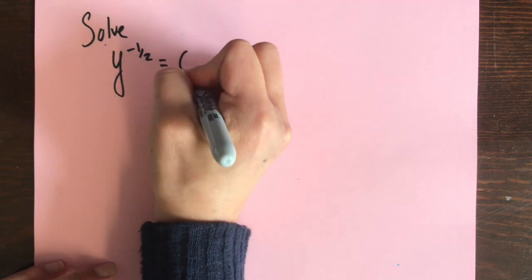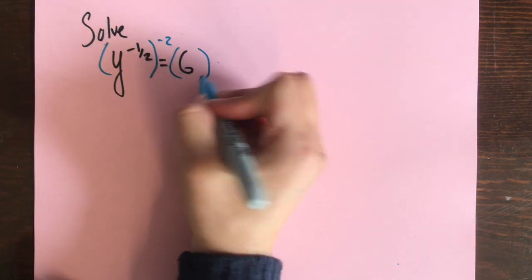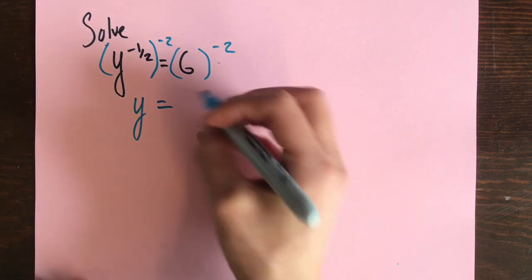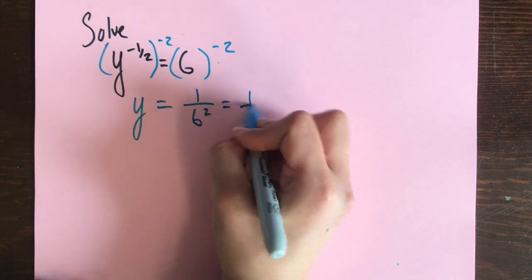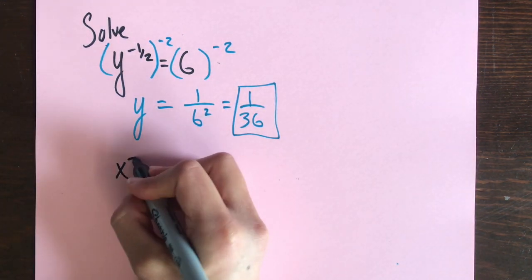So we're going to solve an equation now. I have y to the negative 1/2 equals 6. To undo this exponent negative 1/2, I can just raise it to the power of negative 2, because those two exponents would multiply, and negative 1/2 times negative 2 is just 1. So y to the 1 is equal to 6 to the negative 2, which is 1 over 6 squared, which is 1 over 36.